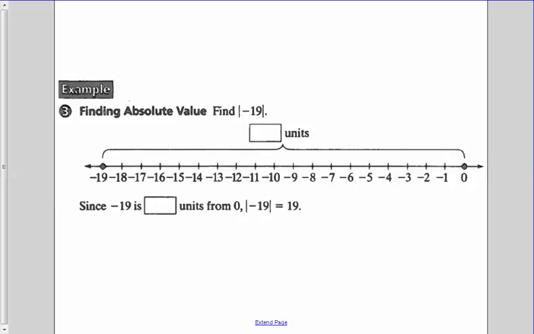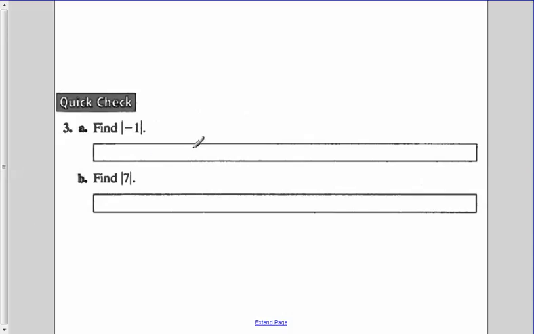Finding the absolute value. Find the absolute value of -19. And remember, the vertical parallel bars mean absolute value. So it is the distance from 0. If I look at -19, it is 19 units from 0. So the absolute value is 19, even with that negative sign in there. Go ahead and check these two, and I'll check in a second.